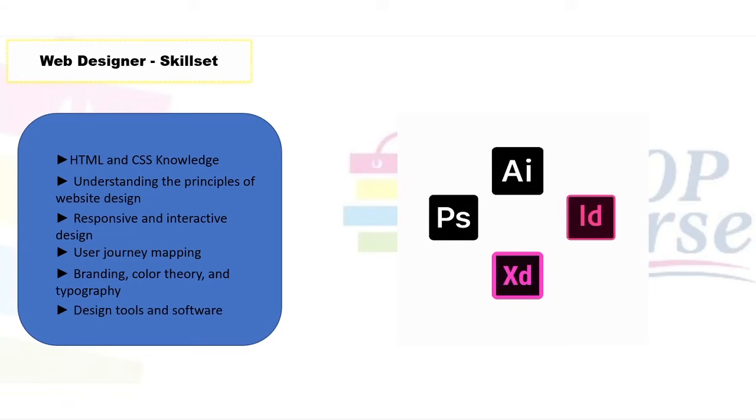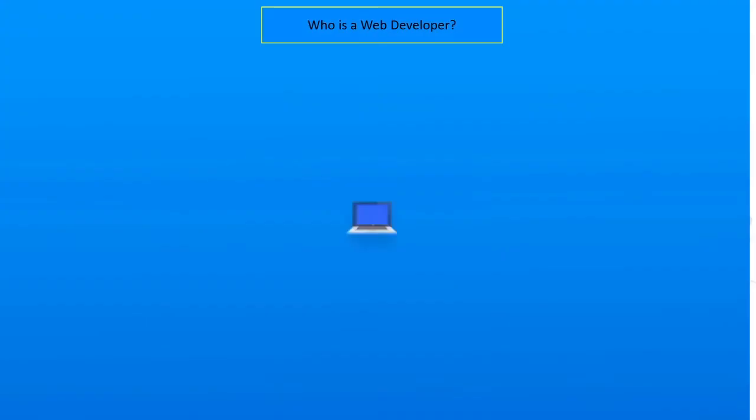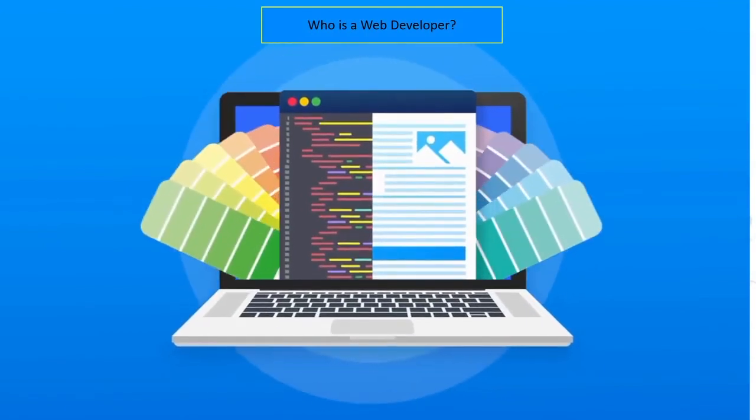Now, of course, there are a few non-technical skills that are important for web designers. They could be strong communication skills and time management skills. Now, let's look at what exactly a web developer is.